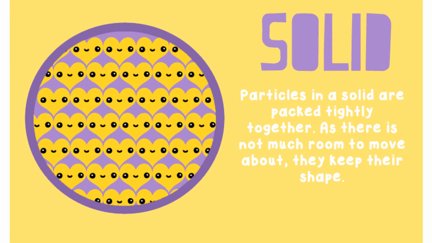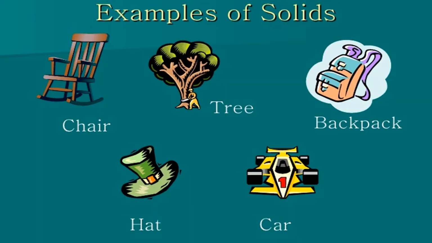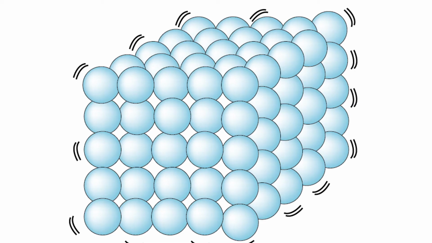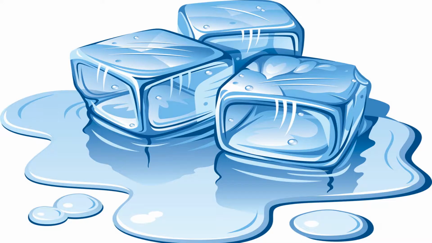Solid. In a solid, particles are packed tightly together so they don't move much. The electrons of each atom are constantly in motion, so the atoms have a small vibration, but they are fixed in their position. Because of this, particles in a solid have a very low kinetic energy.